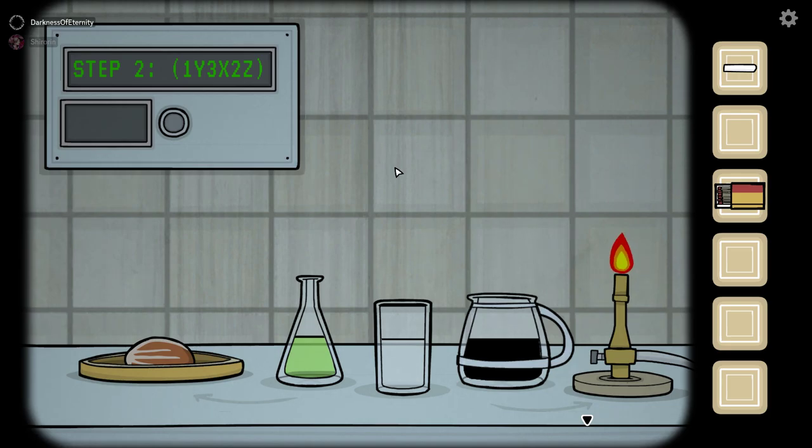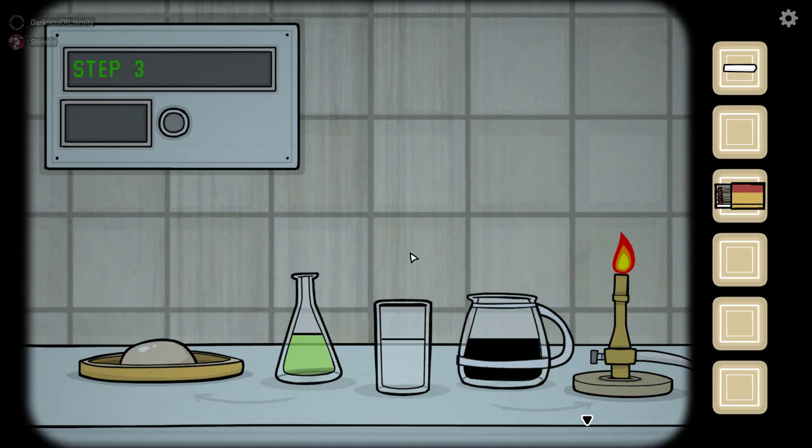Is it triangular, rectangular, or oval? What is? The flesh. Oh, it's oval. Okay, so normal water. Normal coffee. And normal acid. Okay, 2Z, 1X, 3Y.